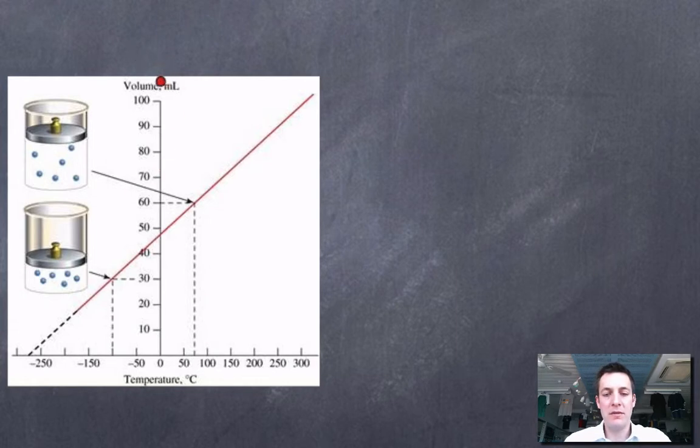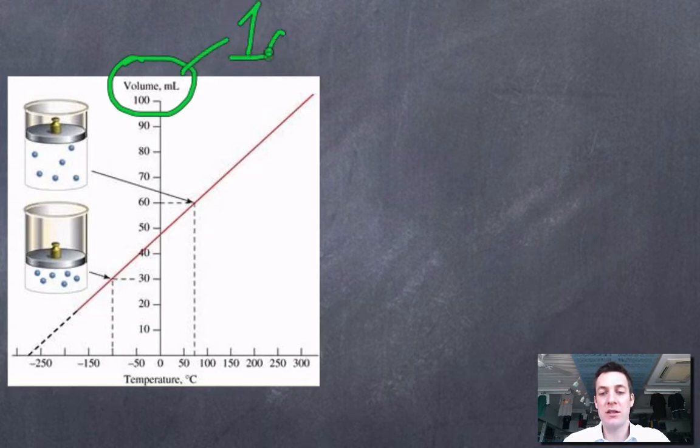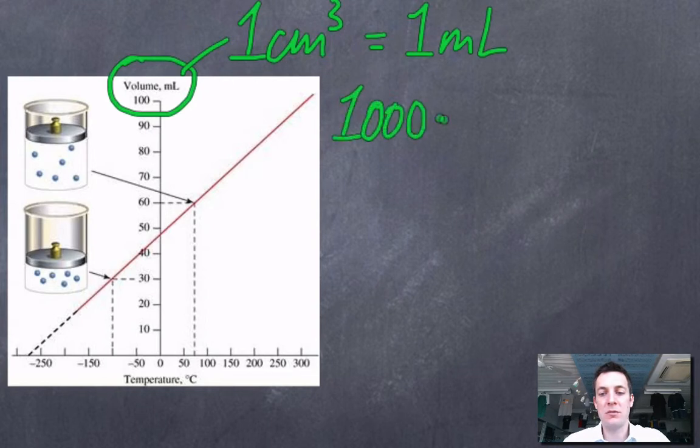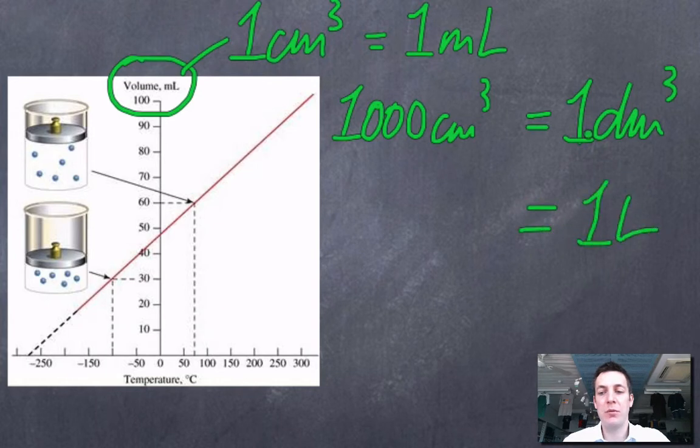Notice that the volume here is given in milliliters. This is quite unusual to see in the IB because 1 milliliter is equal to 1 centimeter cubed. So they're the same amount, just a different unit for that same amount. And it's very rare to see the milliliter in the IB. It's also worth knowing that there are 1,000 centimeters cubed in 1 decimeter cubed, or a dm cubed. Most people in everyday life call that 1 litre, but we don't use the litre in the IB, we use the dm cubed.